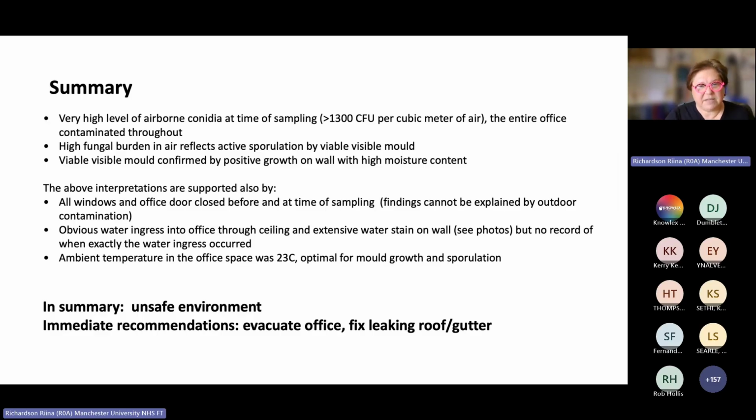The summary that we provided in our report following the sampling basically said that it was an unsafe environment for anyone to work in or be in. We evacuated the office, found people a better place to work, and then told them to fix the leaking roof and gutter, which was the main problem outside, leading to moisture inside.